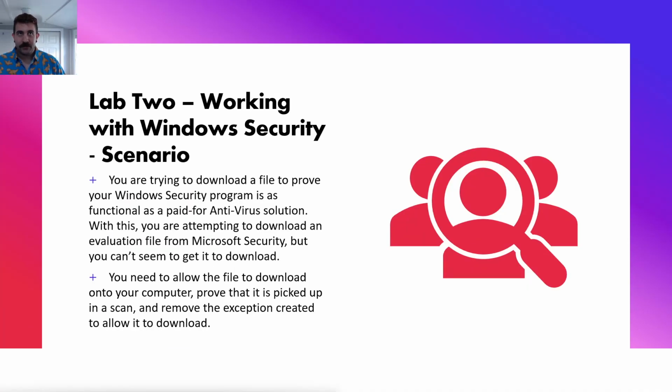So again, in this lab, we're going to go over a scenario. You are trying to download a file to prove that your Windows security program is as functional as a paid-for antivirus solution. You are attempting to download an evaluation file from Microsoft Security, but you can't seem to get it to download. You need to allow the file to download onto your computer, prove that it's picked up in a scan, and remove the exception created to allow it to download. Remember, we always want to clean up after ourselves here. That's what you need to do for the measure of success for the lab.